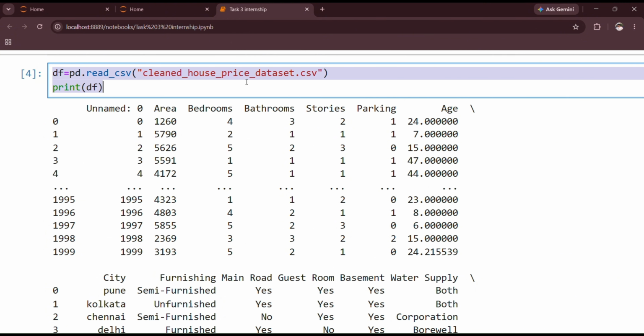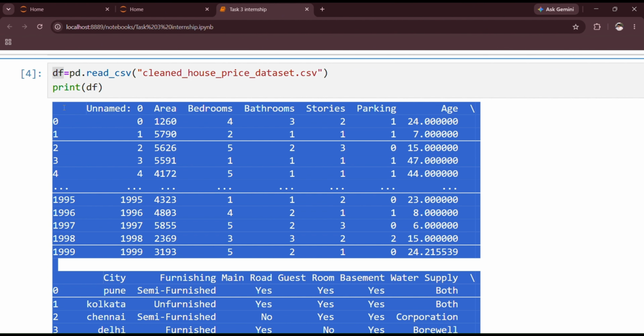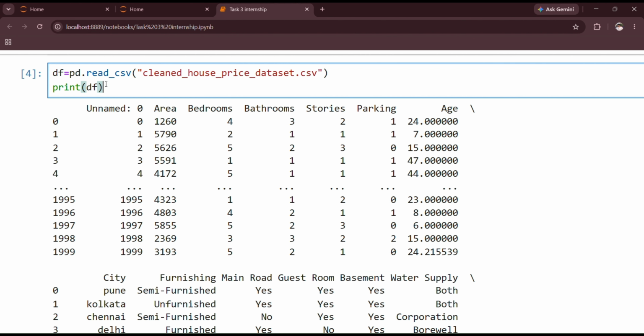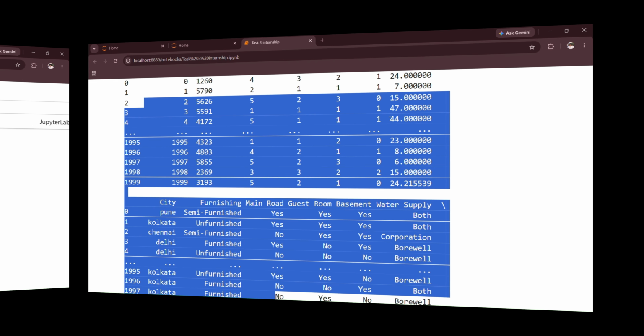Now, let's load our cleaned dataset. I'm using pd.read_csv because our dataset is stored in CSV format. Once it's loaded, I will save it in a variable called df, where df stands for data frame. A data frame is simply a table made of rows and columns. To make sure the dataset has loaded successfully, I will simply print it. This displays all the rows and columns stored inside the data frame.